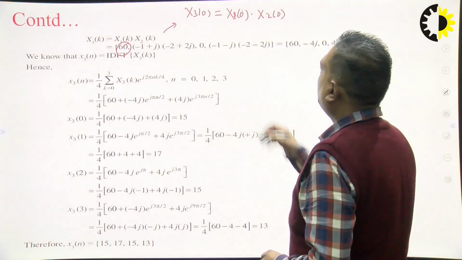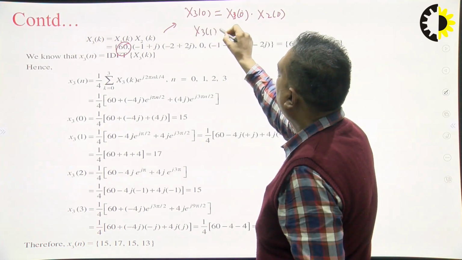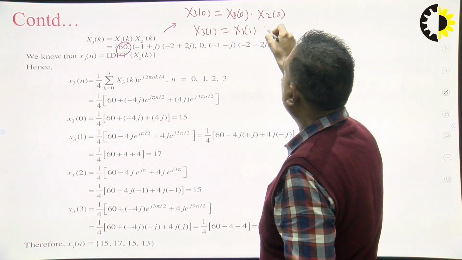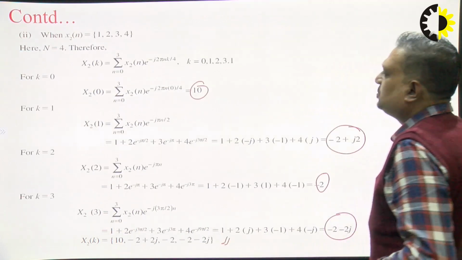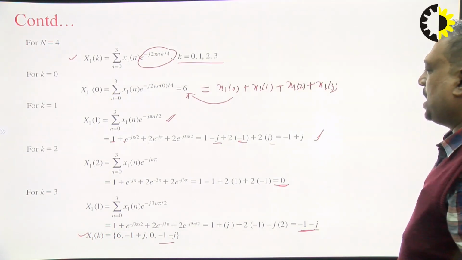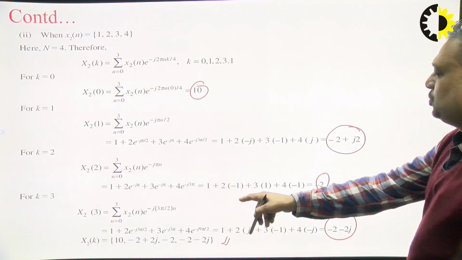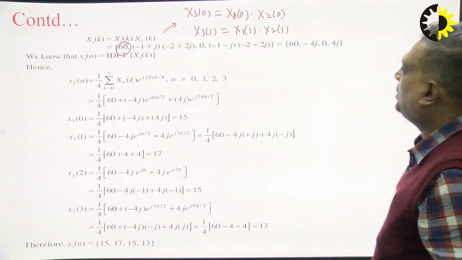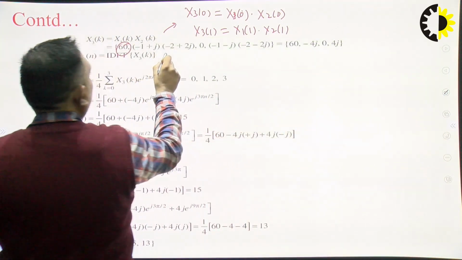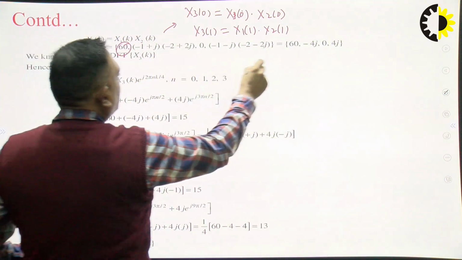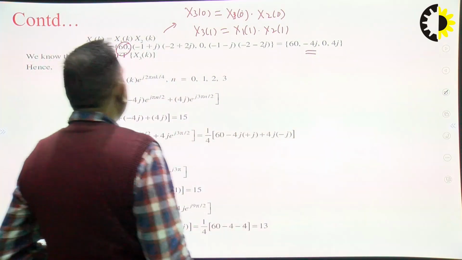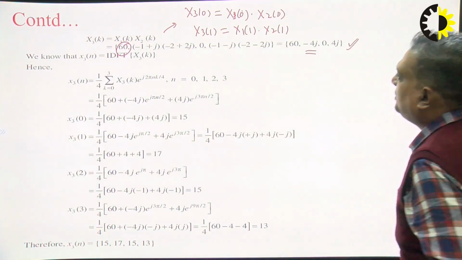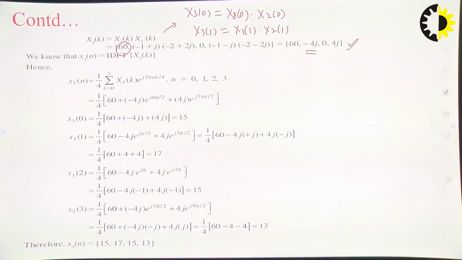Similarly, if you want to calculate the value of x31, this will become x11 into x21. So x11 is minus 1 plus j and x21 is minus 2 plus 2j. Okay, if you multiply it, you will get minus 1 plus j into minus 2 plus 2j, that will turn out to be minus 4j. So this is how we have calculated the value of x3k, for x30, x31, x32, x33. When you obtain all those four, you will get x3k.